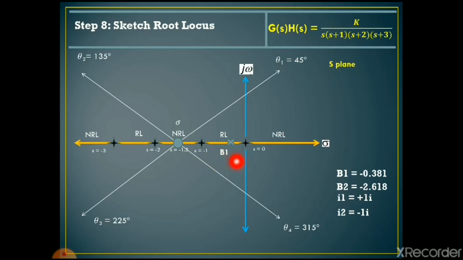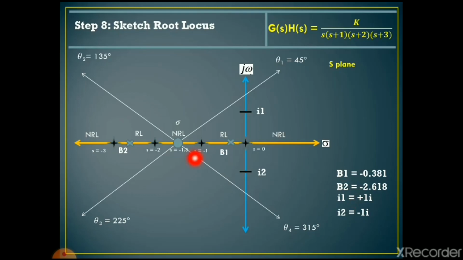So now we have 2 breakaway points. Breakaway point B1, and the value is given here, you can observe that. And again we will have a breakaway point here, that is B2, and again that value is given here. Similarly, the root locus intersects the imaginary axis at 2 points, I1, which is +1i, which we found out in step 6, and similarly here you have I2, which is -1i, which we also found out in step 6.